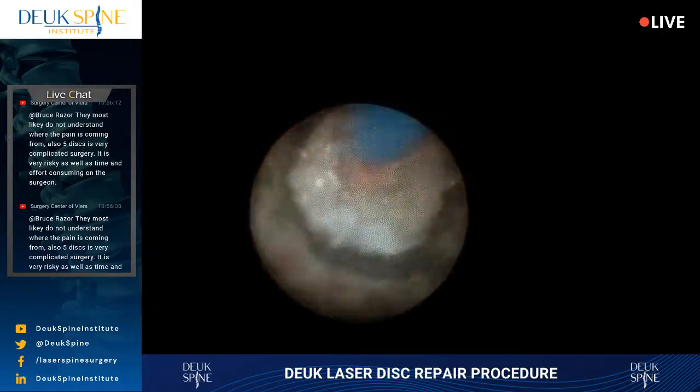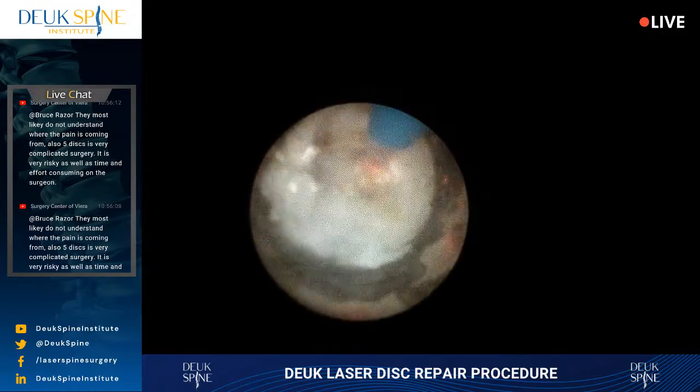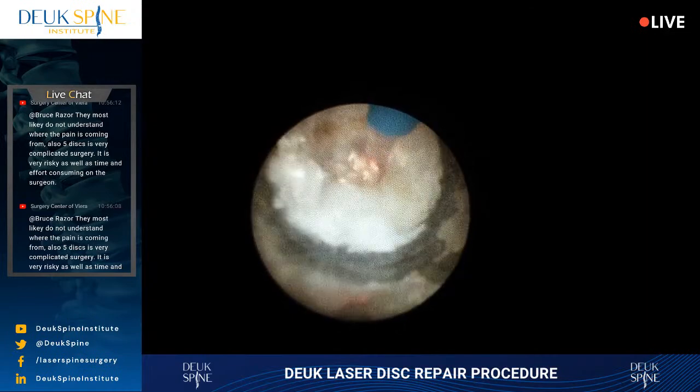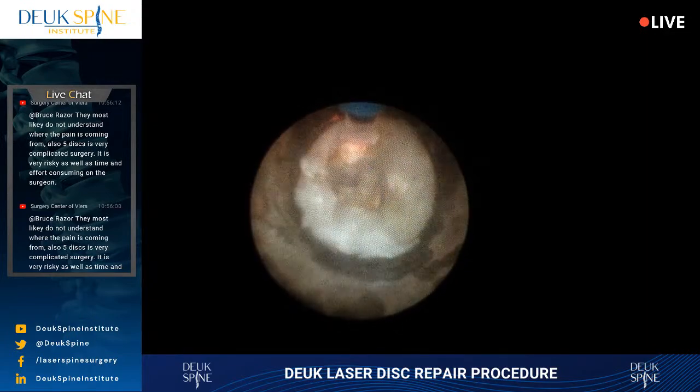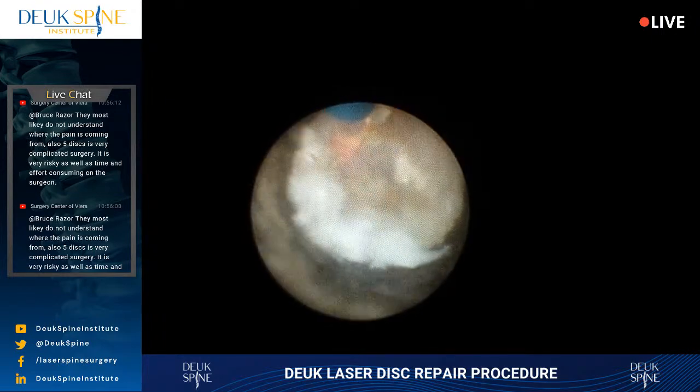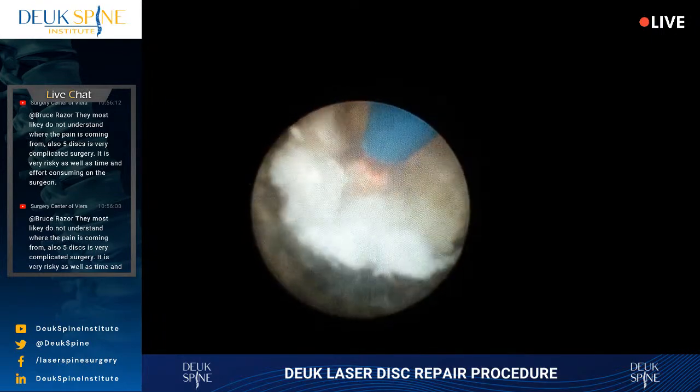And we're going to start getting some chunks coming out. These won't be stained blue because they're so scarred up, and scar tissue doesn't stain blue with our dye. All right, look at all that scar tissue right there, all calcified. That's what the golden color is. The golden color means it's calcified.